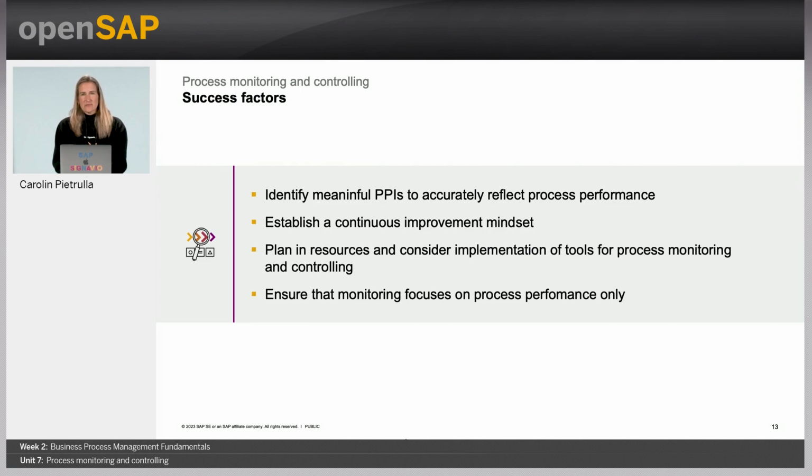Secondly, establishing a continuous improvement mindset really makes a difference. Also, plan in enough resources and consider implementation of tools for process monitoring and controlling. And last but not least, ensure that monitoring focuses on process performance only and not on employee performance, as this can be really toxic for the culture of an organization.